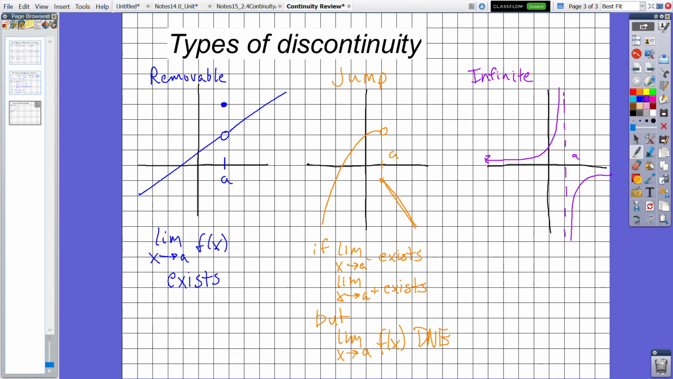Okay, and here's how we prove this. An infinite discontinuity exists if, when we take the limit as x approaches a from the left of my function, it is equal to either positive or negative infinity, and if the limit as x approaches a from the right of whatever function we're looking at is equal to also positive or negative infinity.